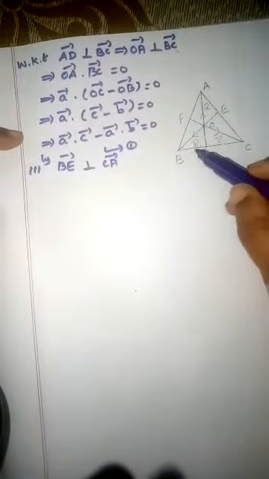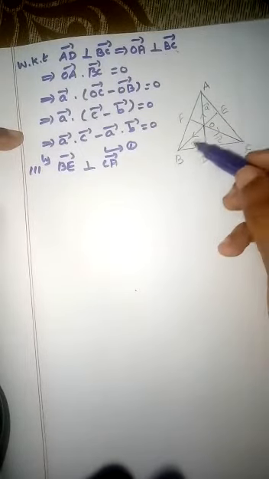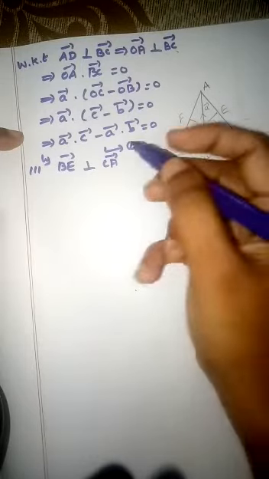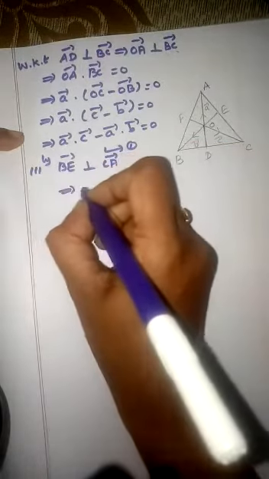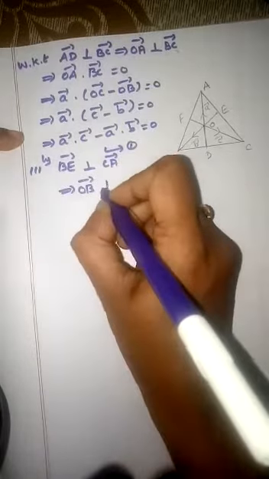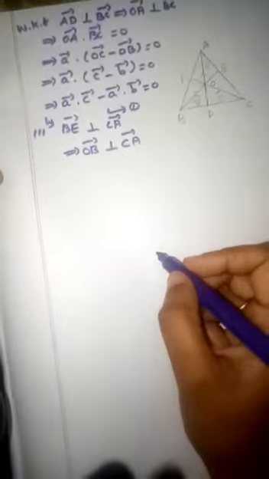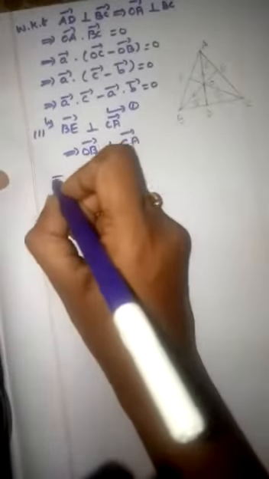Okay, so if BE vector is perpendicular to CA vector, what you can say, OB vector is also perpendicular to CA vector. It is a part of that. So OB vector is perpendicular to CA vector, so its dot product will be equal to 0. Which implies OB vector dot CA vector is equal to 0.